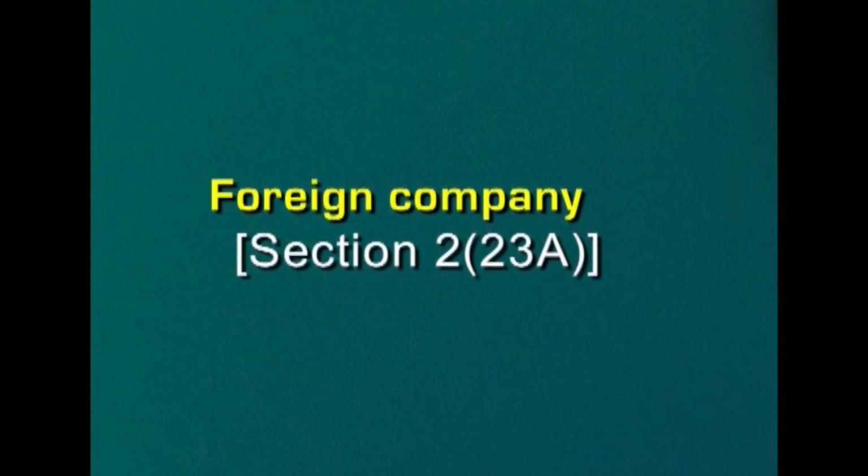Now, foreign company, section 223A, means a company whose control and management are situated wholly outside India, which has not made the prescribed arrangement for declaration and payment of dividends within India. Corporate tax for foreign companies is 42%, and there is a 2.5% surcharge plus an education cess of 2% of the tax payable. Dividends are taxed as are capital gains.